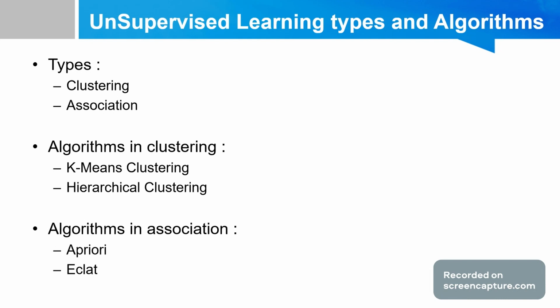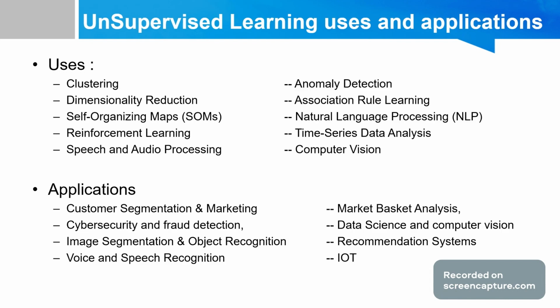And here we have two types. First one is clustering. Second one is association. The most commonly used algorithms in clustering are k-means clustering and hierarchical clustering. In association, we have Apriori and Eclat. These are the algorithms for clustering and association.